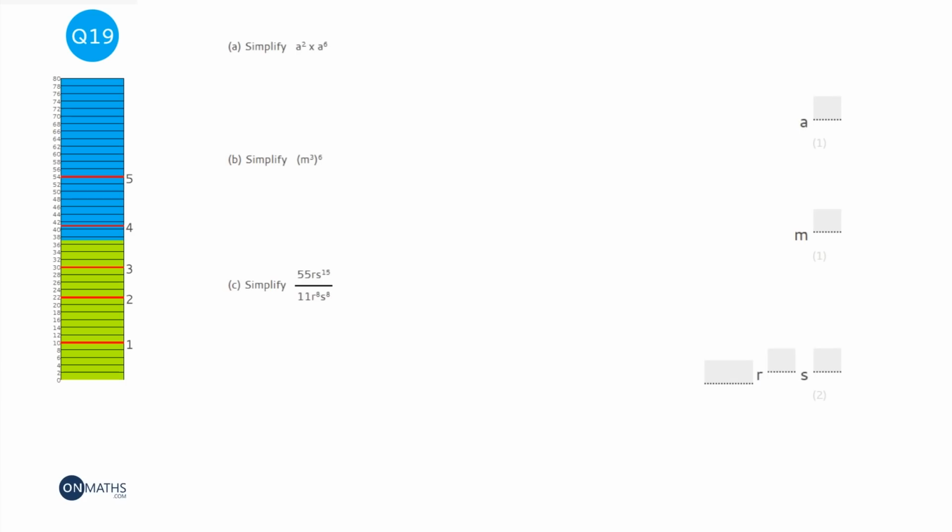These questions are just based on a few rules of indices. The first rule says that if you've got two powers with the same base, which these two do, because they're both a, you add the powers. Now, if you think about it, a squared times a to the power of 6 is a times a times a times a times a times a times a times a. So in total, we're timesing a by itself 8 times. So it's a to the power of 8.